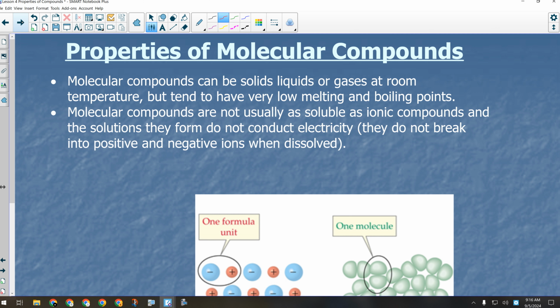And as we saw a few minutes ago, their solutions will be non-conductive or have a very low conductivity. I would say if you get a conductivity reading of 4 or less out of 10, okay, you're probably dealing with a molecular compound. Okay.